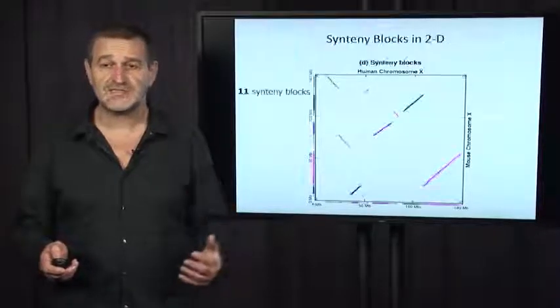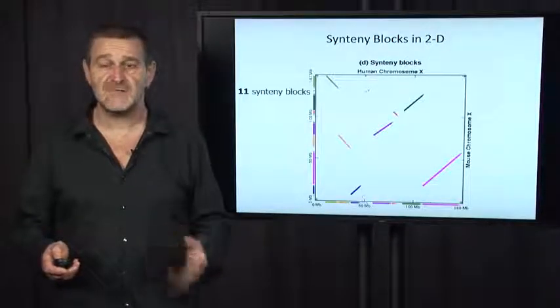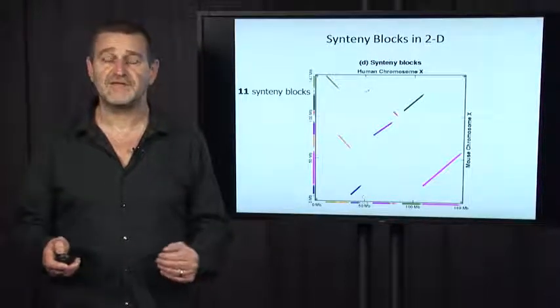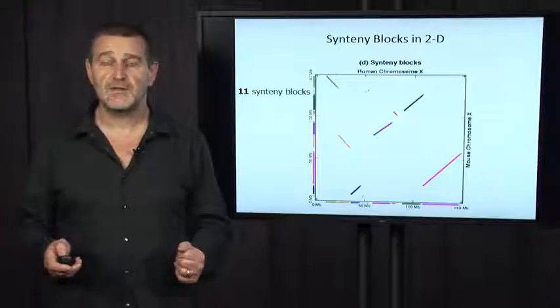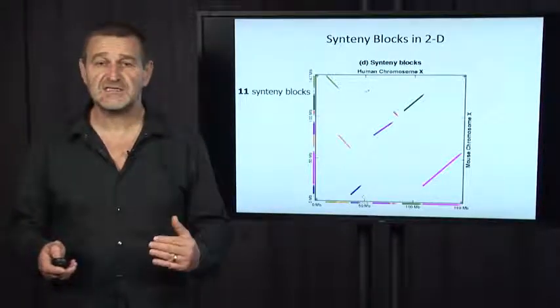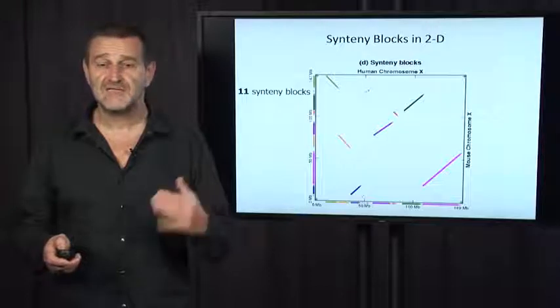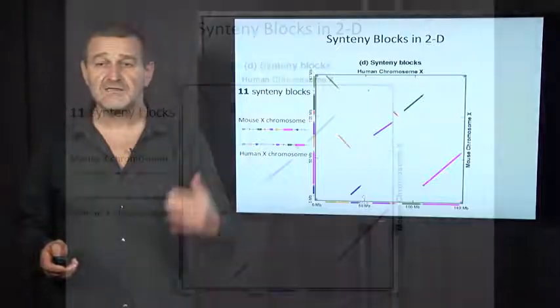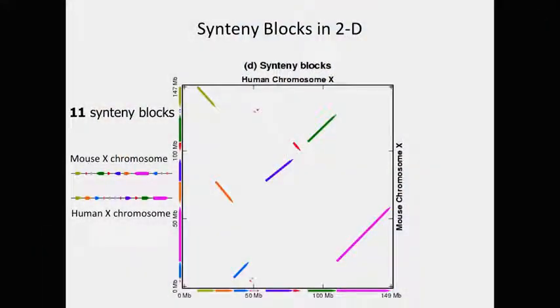We further process these connected components and represent them as perfect plus 45 degree or minus 45 degree diagonals in 2D. Where are the 11 Synteny blocks between human and mouse that we have been considering in this lecture? If you project these 11 blocks in 2D to the x-axis, you will get the arrangement of human Synteny blocks. And if you project them to the y-axis, you will get the arrangement of mouse Synteny blocks.